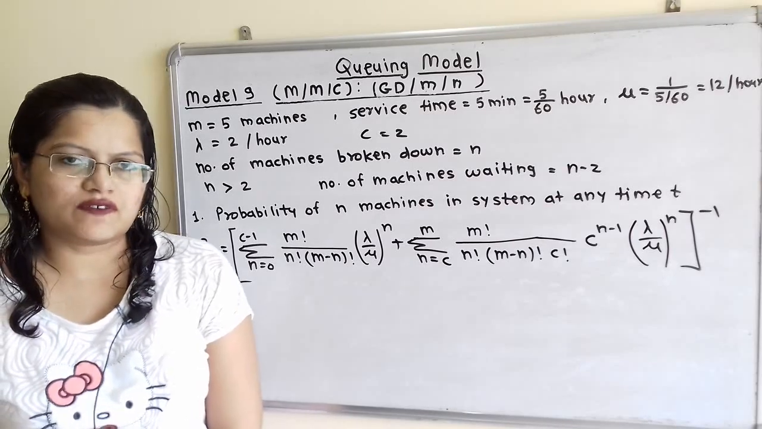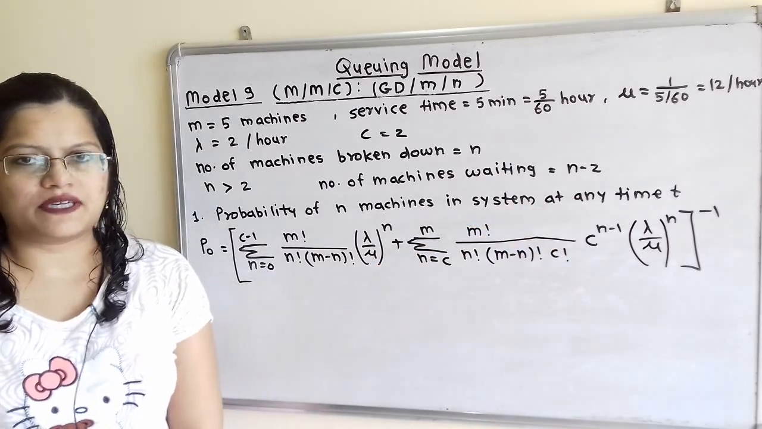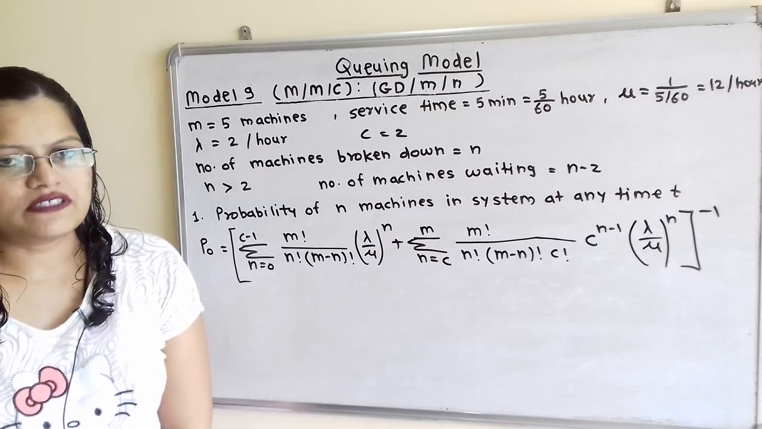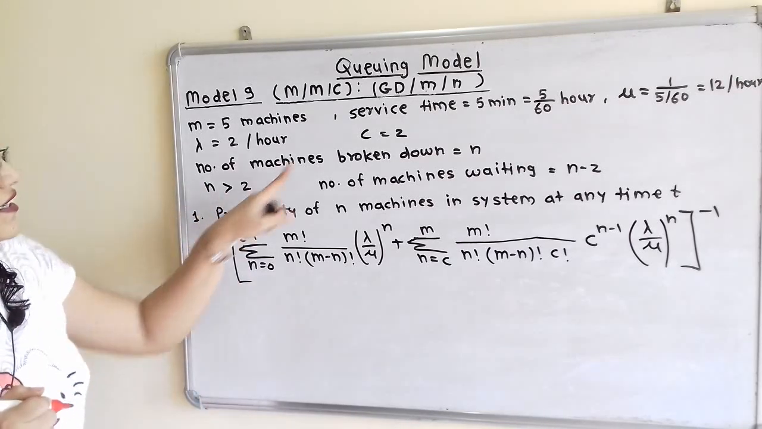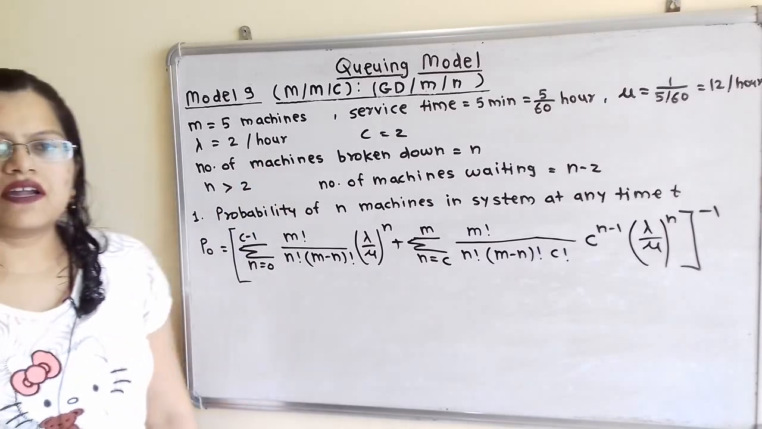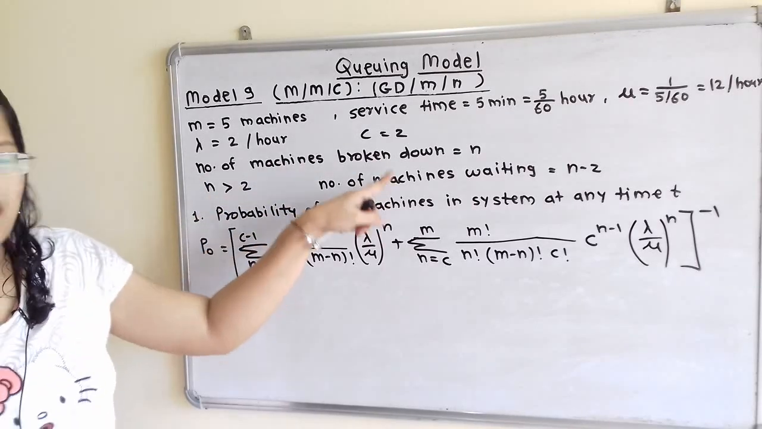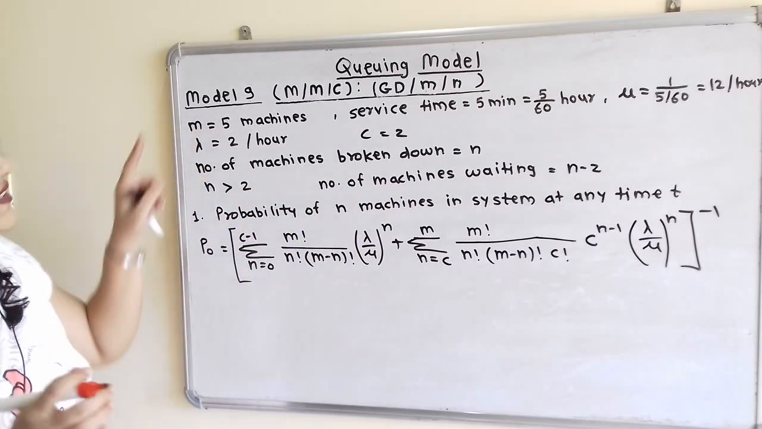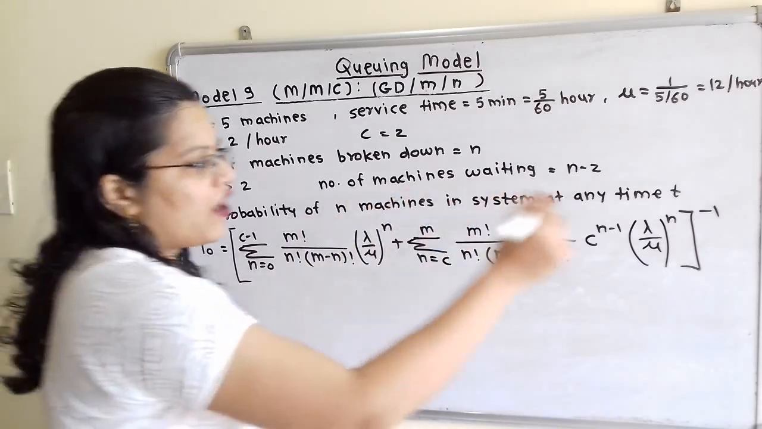Now we will move to the first question. The first question is the probability of n machines in the system at any time t. So we have to find out Pn, that is the probability of n machines in the system. For this n, the condition is given that n is greater than C, because C is equal to 2. So we can put the condition that the n machines that are broken down and allowed into the system is greater than C, but it is less than or equal to 5 because the queue capacity is 5 machines. So we can write this while finding Pn.